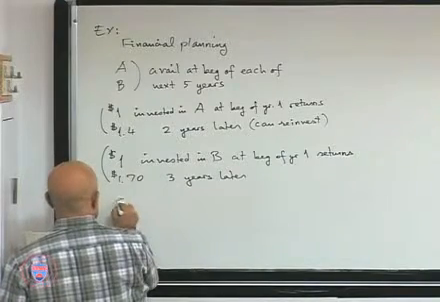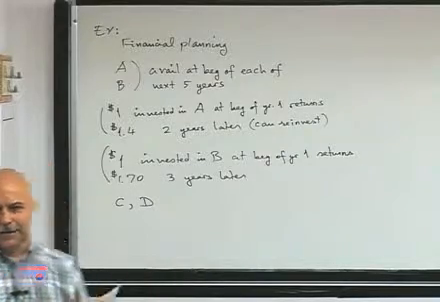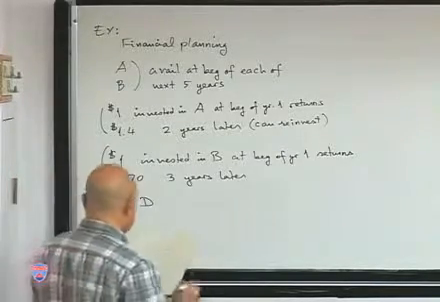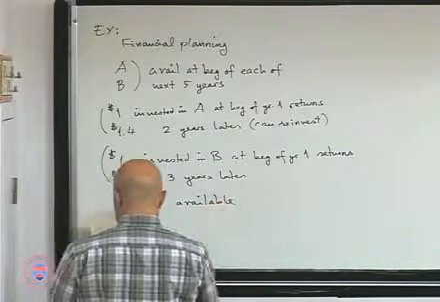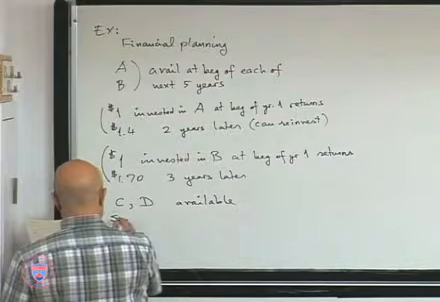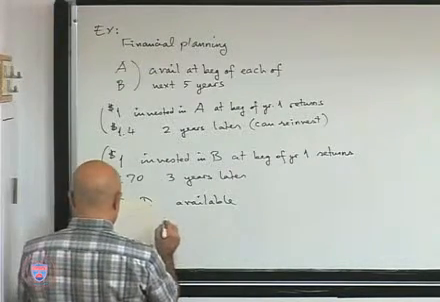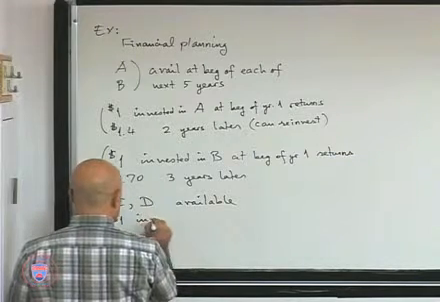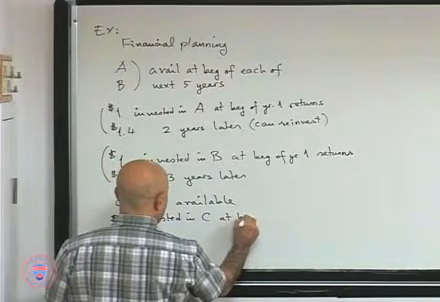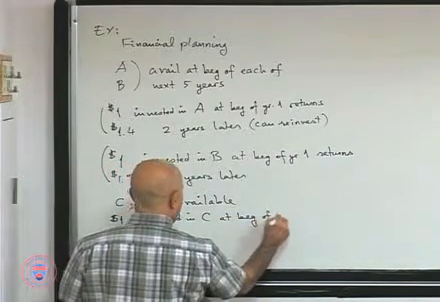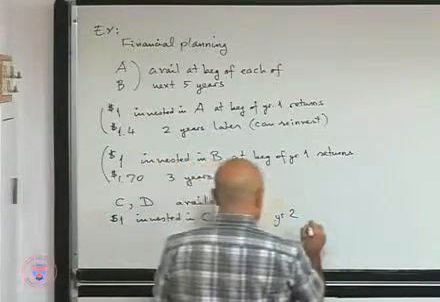Okay. And money-making activities C and D also become available later. $1 invested in C at the beginning of year 2 returns $190.